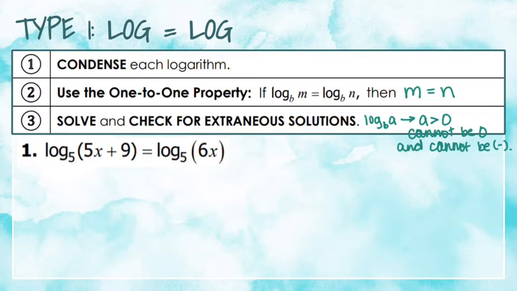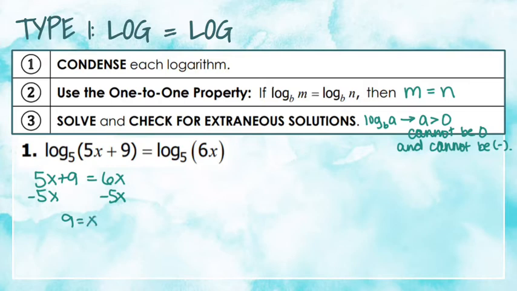So let's follow these steps. First, we're going to condense each logarithm. Well, we already have one logarithm equals one logarithm, so that's done for us. Then the one-to-one property says since we have common bases that these have to equal each other. So we're going to have 5x plus 9 equals 6x. Then we will solve for x. And in this one, we are going to get 9 equals x.